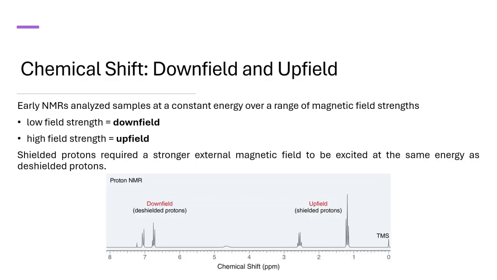Chemical shift, downfield and upfield. Early NMR analyzed samples at a constant energy over a range of magnetic field strengths. Due to that, if we had to use a low field strength, we would call that downfield, and at high field strength, we would call that upfield. Shielded protons require a stronger external magnetic field to be excited at the same energy as de-shielded protons. So upfield means the protons are shielded, downfield means the protons are de-shielded.